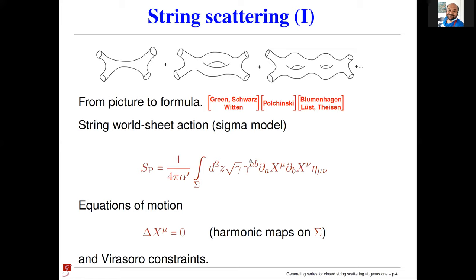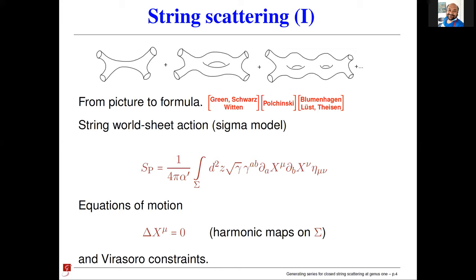I should also say there is another equation that you get from this action, because it doesn't only depend on x, it also depends on the metric gamma that you put on the world sheet sigma. If you vary with respect to that, you will get something which is like the two-dimensional Einstein equation. This is like the two-dimensional metric. And the corresponding equations are called the Virasoro constraints. So this is an additional set of constraints that you have to impose on top of this harmonic condition. It's extremely important for the theory, but I will not discuss it in any detail.